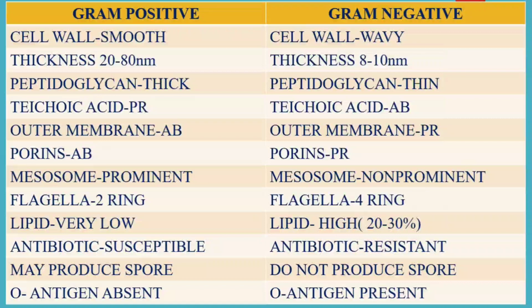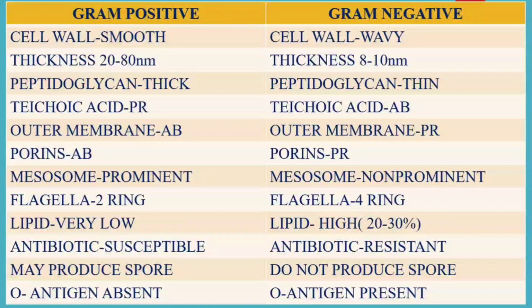Lipid component in gram-positive is very low, while lipid component in gram-negative is high because it has an outer lipoprotein layer. Next one, gram-positive, antibiotic susceptible. That means they get easily destroyed with antibiotics. Gram-negative, they show high antibiotic resistance. Gram-positive, many of them produce spores, while none of the gram-negative produce spores. Gram-positive, you will find they never show O antigen. That means O antigen is absent. In case of gram-negative, you will find they have O antigen on their surface.